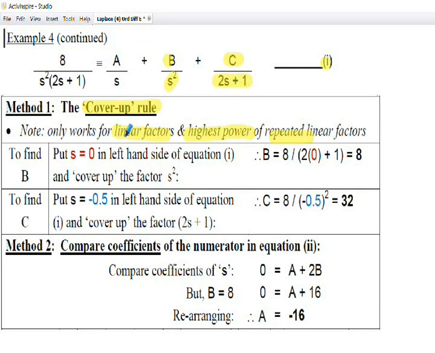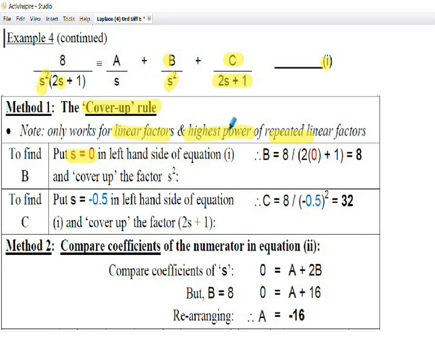If I take and solve for the b first of all, don't forget with the cover-up rule we have to say what number do we need to make s to make the denominator go to 0. So when we're looking at the b value denominator, the s would be 0 in this case, and all we do then is cover up the s squared term on the left hand side of the equation, and we put the value of s wherever we see an s in the equation.